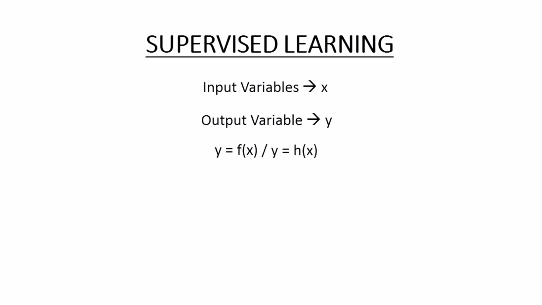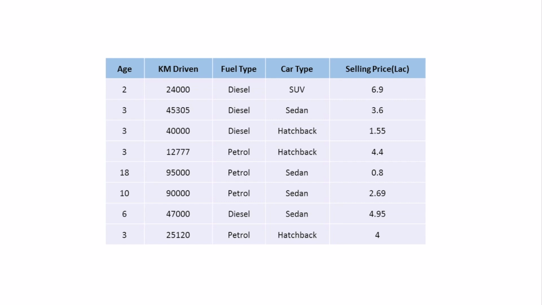Now age, kilometers driven, fuel type and car type are called features in machine learning. Say we have 100 data rows in this dataset, that means the number of training examples is 100. Usually it is denoted by small m. Let's look back at the sample dataset once again.